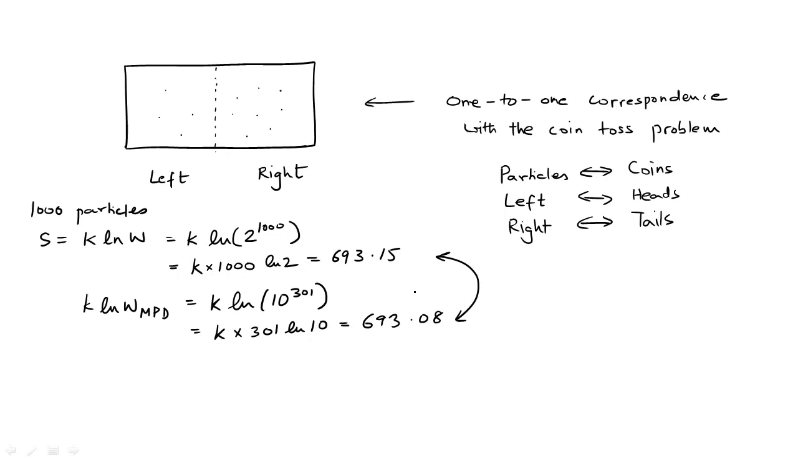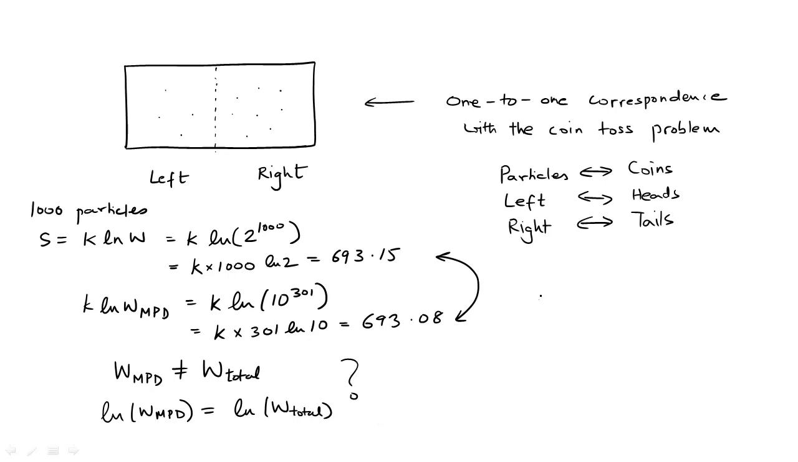Now this is not very intuitive because clearly there are many distributions near the most probable distribution which have a very large number of ways. So the number of ways in the most probable distribution is not equal to the total number of ways. But the log of W_MPD is indeed equal to the log of the total number of ways. Now, how is this possible? Pause the video and try to rationalize this.